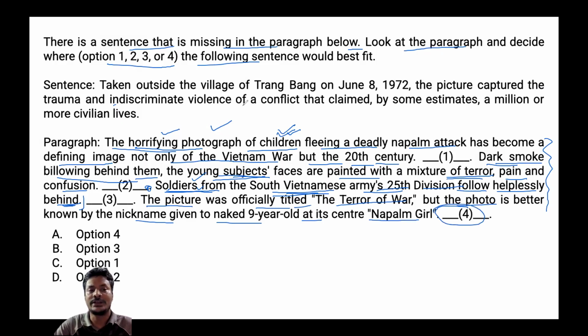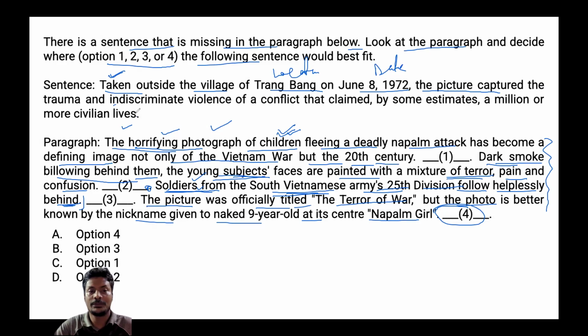Okay, now let's go to the sentence. We can read the paragraph first and after that go to the sentence. So what does the sentence try to tell us? The sentence says: taken outside the village of Trangbang on June 8, 1972. Now see, taken outside the village of Trangbang indicates the location, right? On June, it tells about the date, right? The picture captured the trauma.